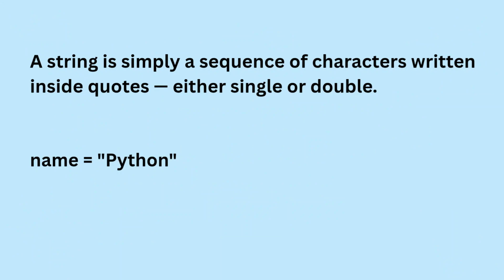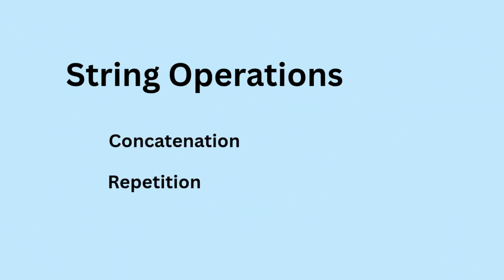So basically strings are immutable, means once created they cannot be changed, but you can create a new string from an old one. Let's see the string operations. Here are some cool things you can do with strings: concatenation, repetition, and slicing. And we have some useful methods.